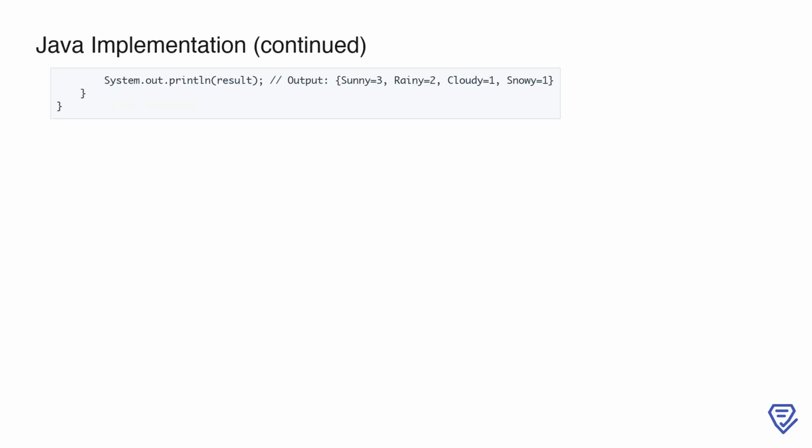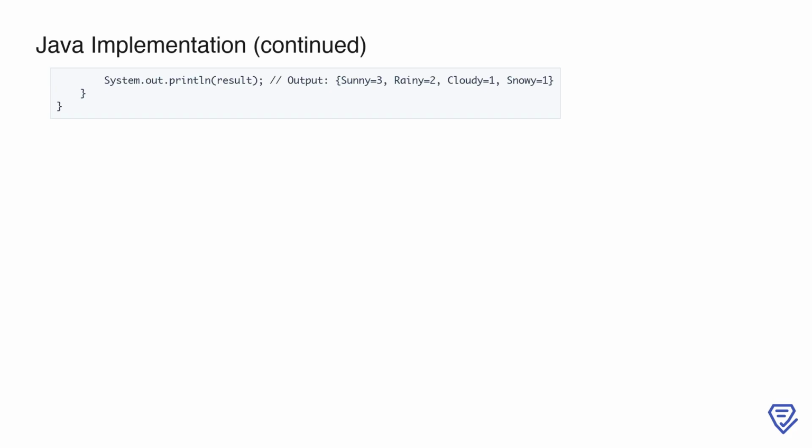In the main method, we test the functionality of the countWeatherTypes method. We start by creating an instance of the solution class. Then, we define a sample list of weather records, which includes various occurrences of sunny, rainy, cloudy, and snowy. This list is passed to the countWeatherTypes method, and the resulting map of counts is stored in the variable result. To verify the output, we print the result to the console.